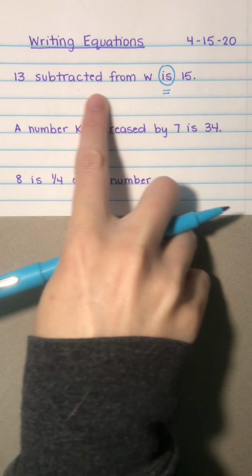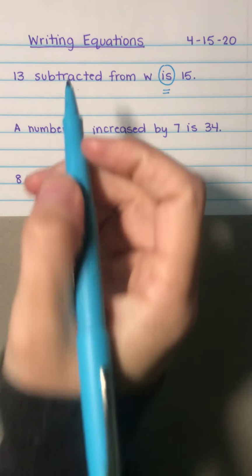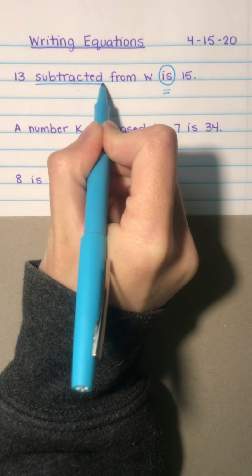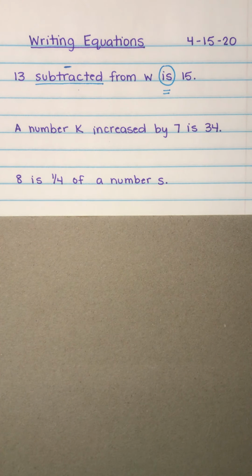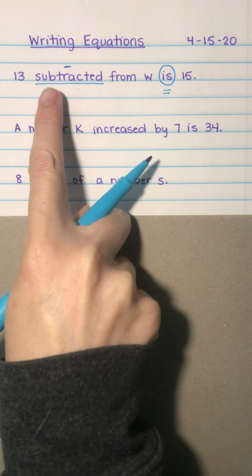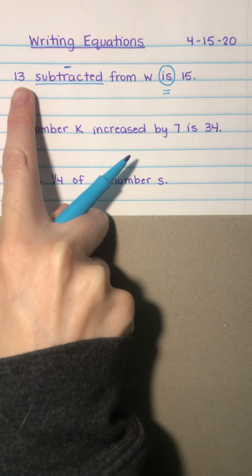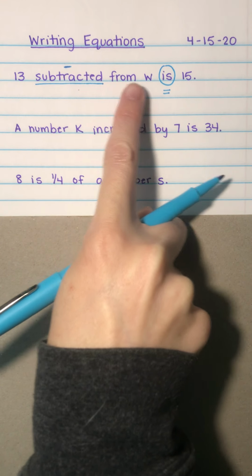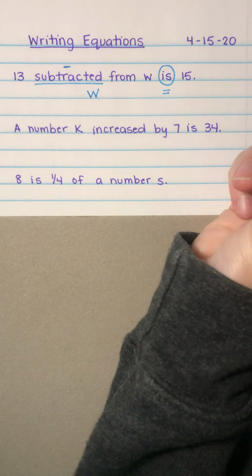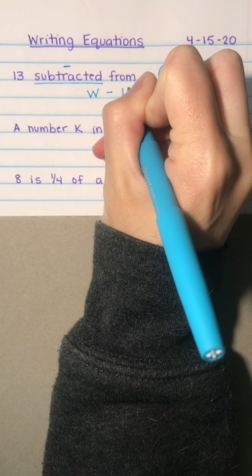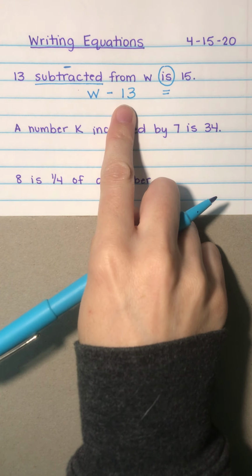So I'm going to start with this first part that says 13 subtracted from W. Obviously I see the word subtracted, which tells me I'm going to be doing a subtraction problem. But I've got to be careful, and I talked about this in our last video with writing expressions. It says "subtracted from," so it really means that I'm going to take away 13 from W. So when I write this, the W actually is going to have to go first, and I'm going to take away 13. All right, so I've written an expression here, but I need to turn it into an equation.